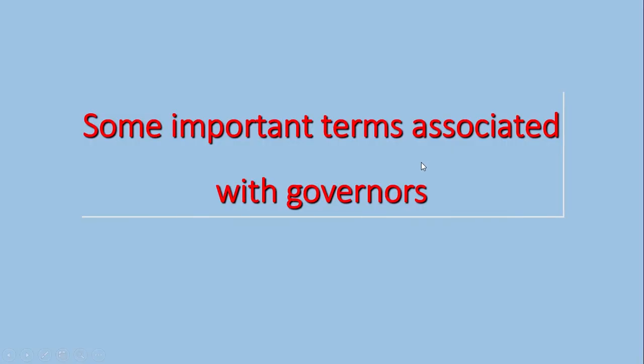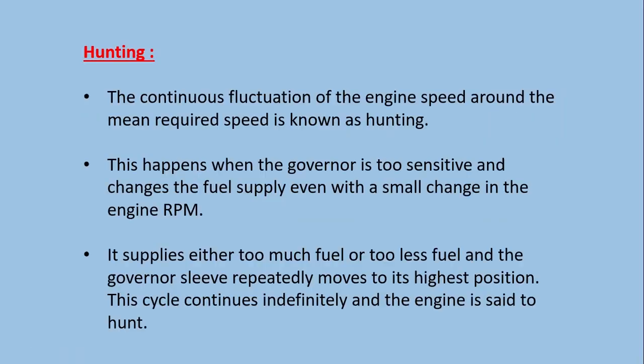So now we'll discuss some important terms associated with the governor. This one is hunting. Hunting is the continuous fluctuation of the engine speed around the set speed. When a set speed is given to the engine, suppose the set speed is 700 rpm, and the speed keeps jumping between 720 and 680, this is called hunting. This happens when the governor is too sensitive and changes the fuel supply even with a small change in engine RPM.